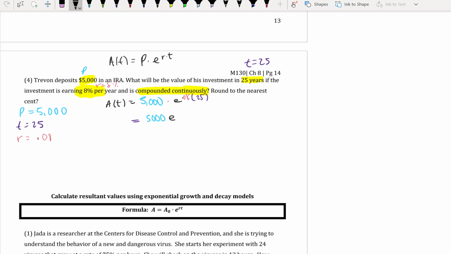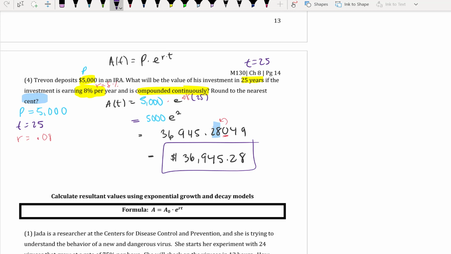And 0.08 times 25 gives me 2. That's a little bit easier to enter into the calculator. So 5,000 times my e value squared gives me 36,945.28049. Since I'm rounding to the nearest cent, to 2 decimal places, the 0 tells me to leave it alone. So I'm going to have $36,945.28 as the value of this account after 25 years.